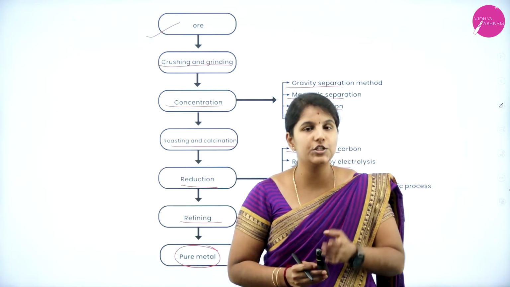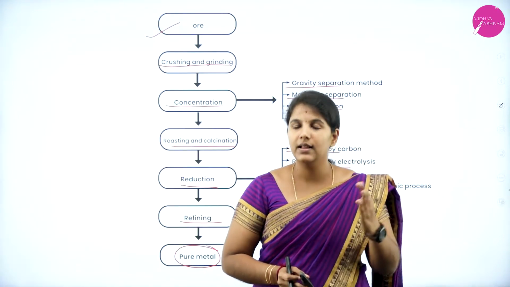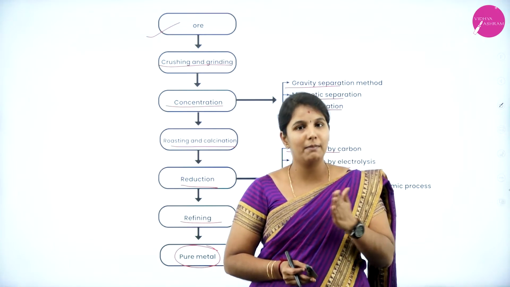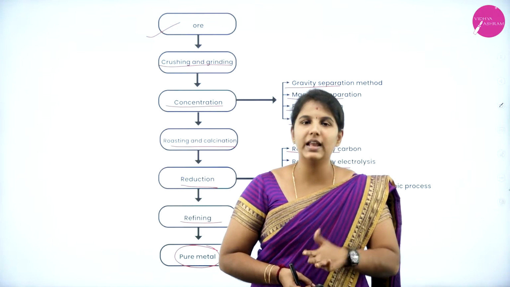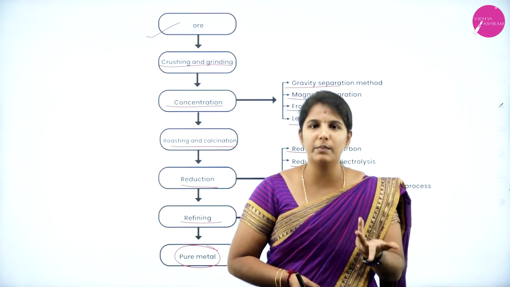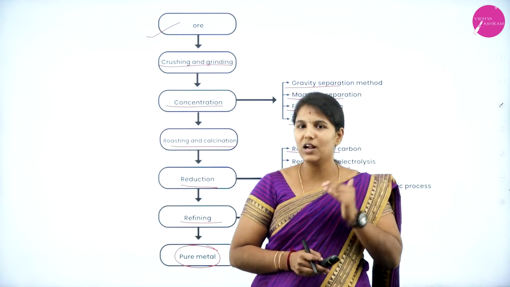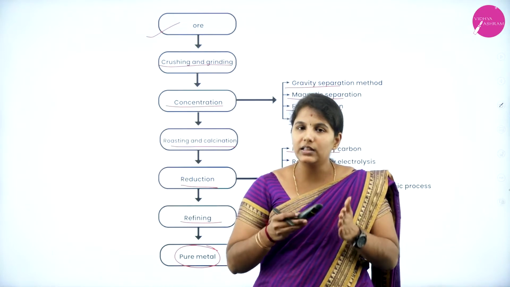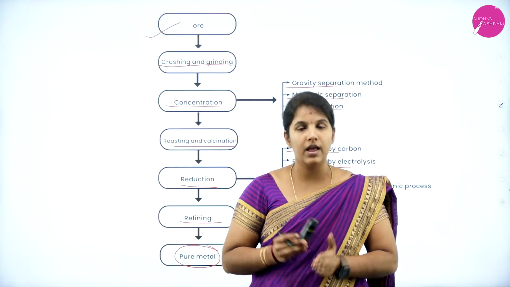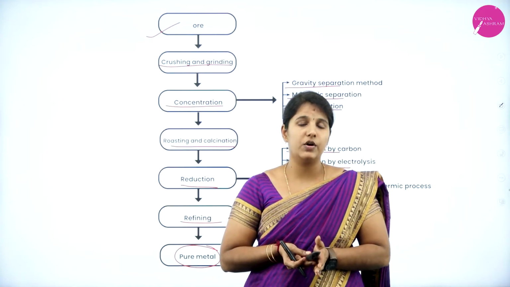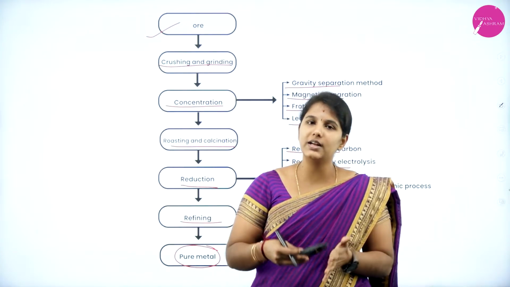For the concentration, we have 4 different steps: gravity separation, magnetic separation, leaching and froth flotation. Any one of the methods can be used. After concentrating, we convert the ore into oxide form by roasting and calcination. After converting the ore into its oxide form, we go for the reduction.